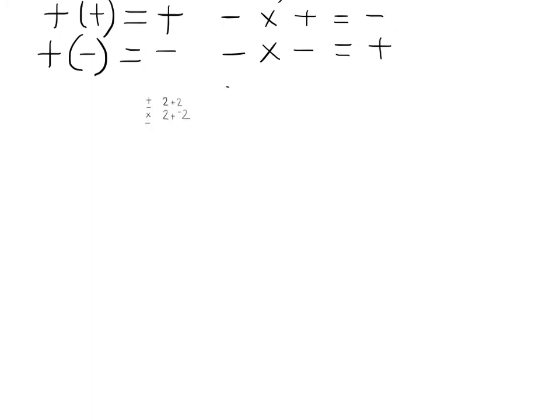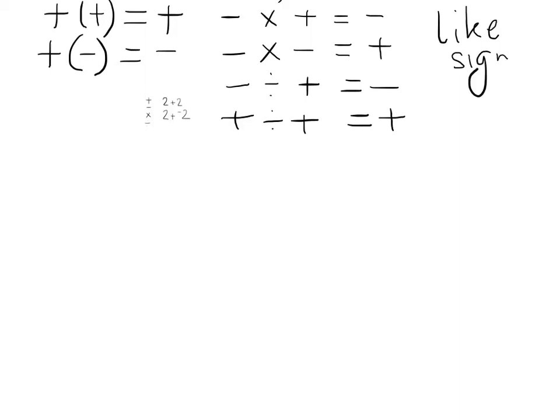What about division? Alright, a negative divided by a positive. Well, as you can see, it leaves you with a negative symbol, or a negative value. If you have a positive divided by a positive, then that leaves you with a positive as well. I don't know if you can see the rule here, or a pattern, but anything with like signs means you end up with a positive. Anything with unlike signs, you end up with a negative.